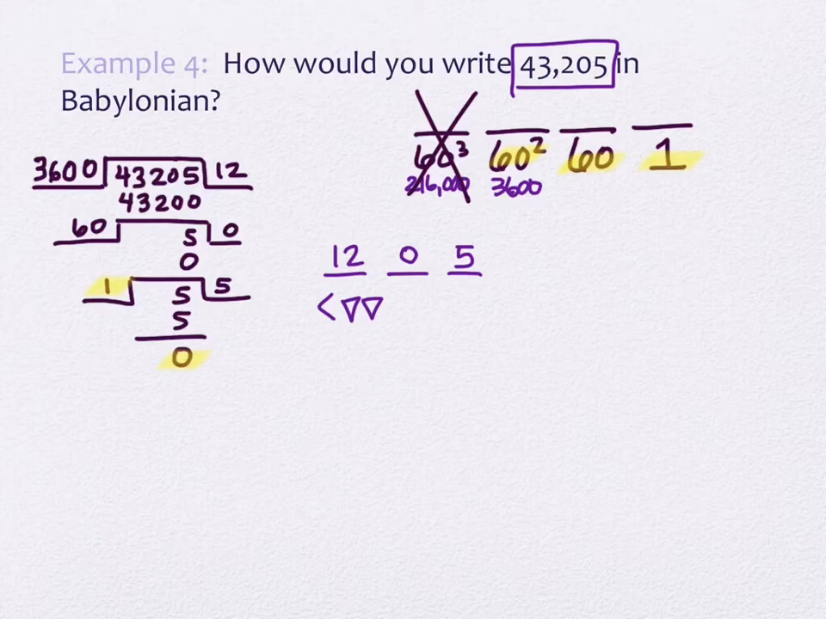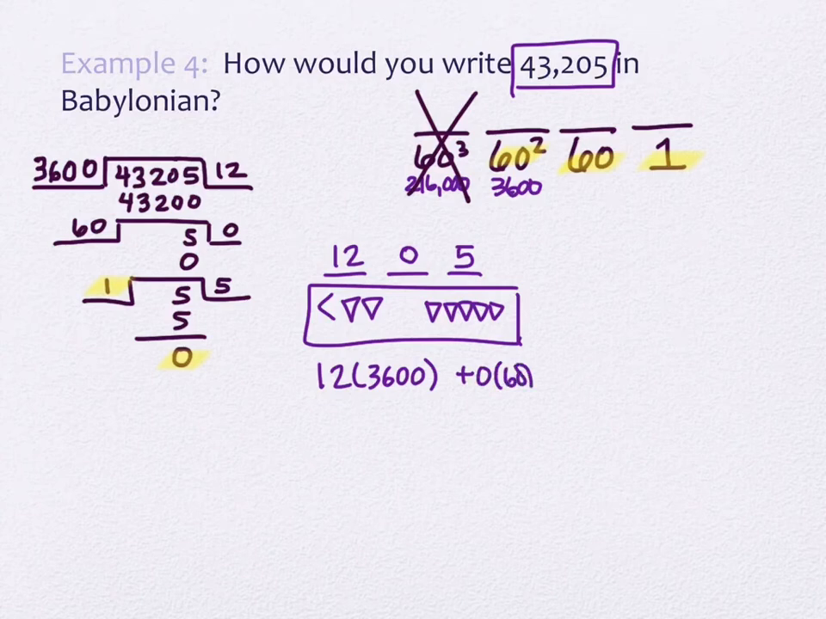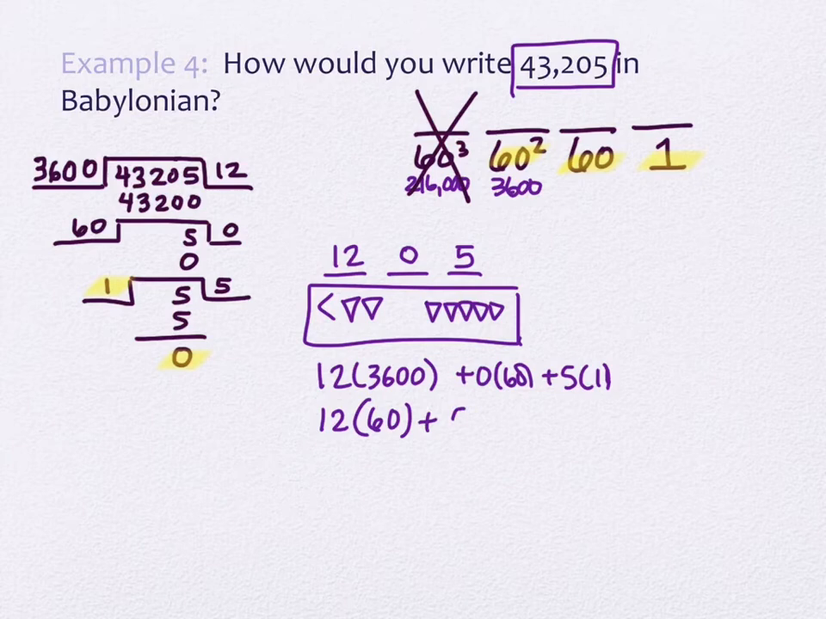How do I write a 5 in Babylonian? 5 triangles. So at best, this right here is what I get for the number 43,205. And there's absolutely nothing that tells me that this is really 12 3,600s, 0 60s, and 5 1s. It would actually look exactly the same if it were 12 60s and 5 1s, wouldn't it? Because that space will tell me it changed places, but it doesn't tell me that there's a missing place number in there. There's nothing that does that.